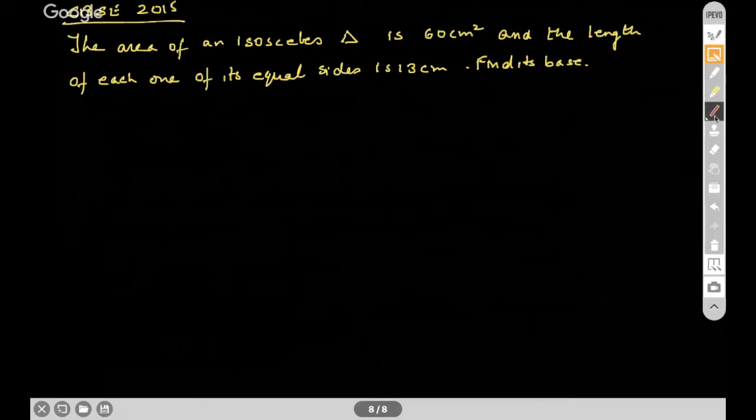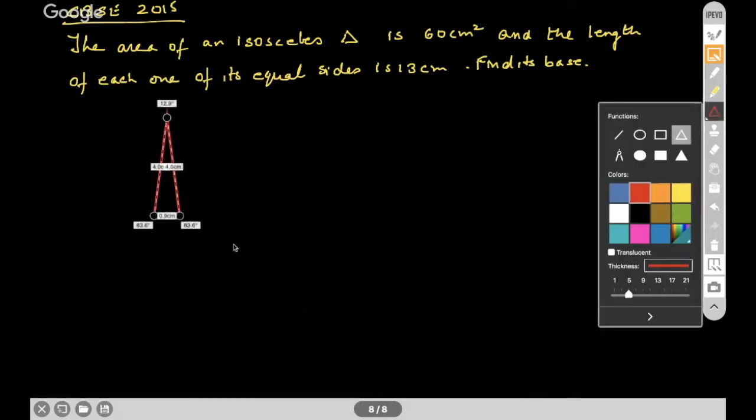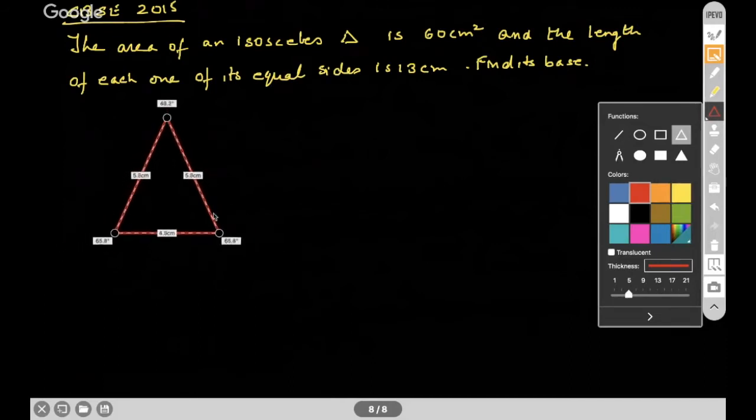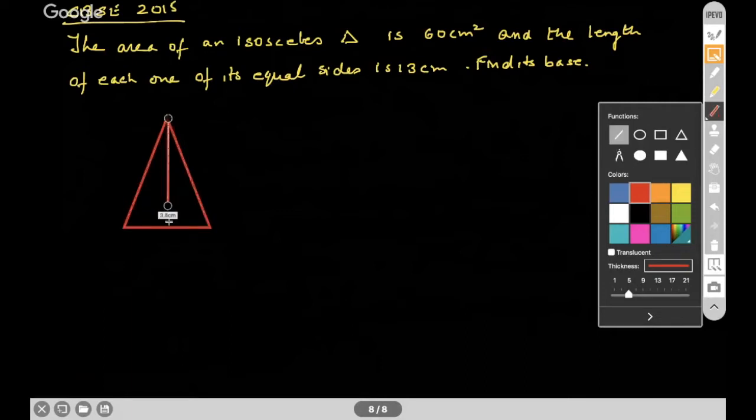Let's try and solve this problem. So isosceles triangle we'll have to make. Okay, so this is my isosceles triangle. Let's say. So in geometry problems, please do not forget to make a diagram. Now, what is the area of an isosceles triangle? So you have to draw a perpendicular from here. So always draw a figure whenever you are solving a geometry problem. Okay. So this is a rough diagram, but you can use it for this purpose.